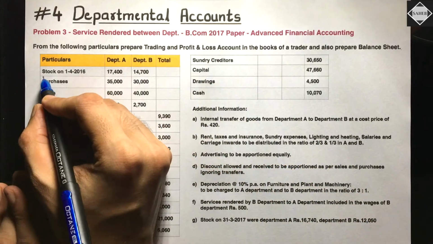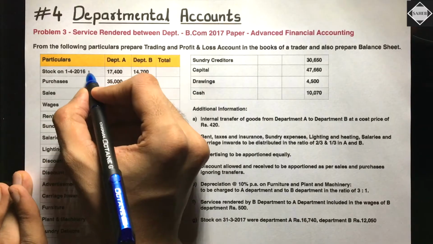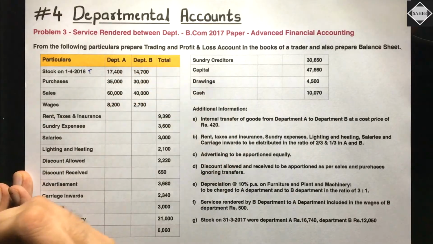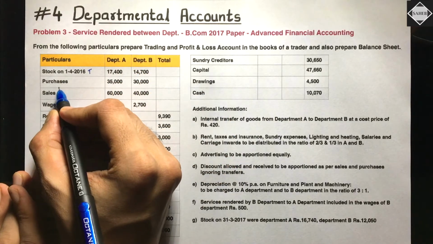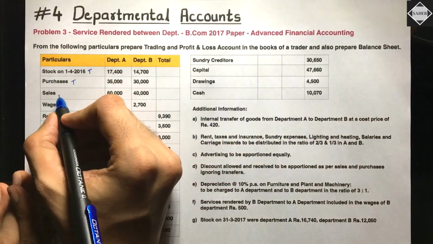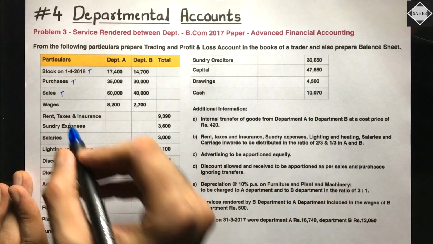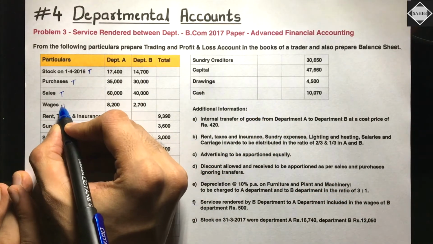First we have stock on 1st April 2016. So this is the opening stock, which will go on the debit side of trading account. Then we have purchases. Purchases will also go on the debit side of trading account. You all know this, simple. Then sales will go on the credit side of trading account. And then wages, debit side of trading account.